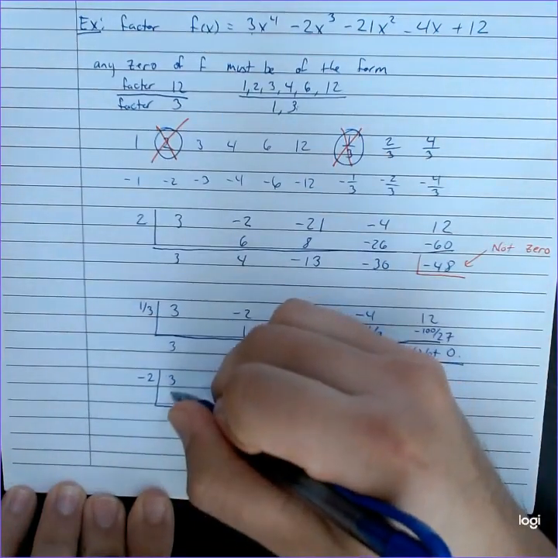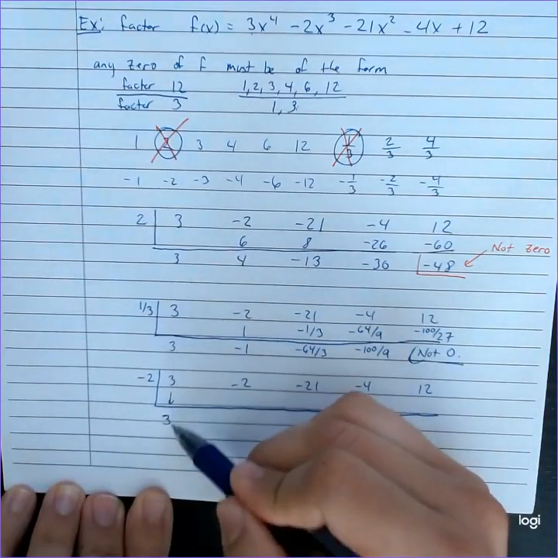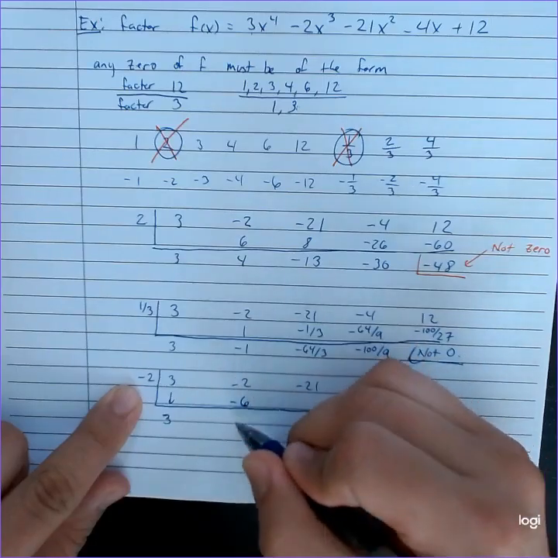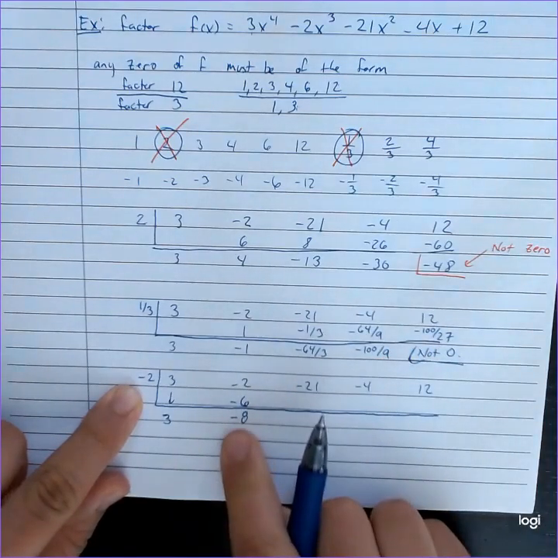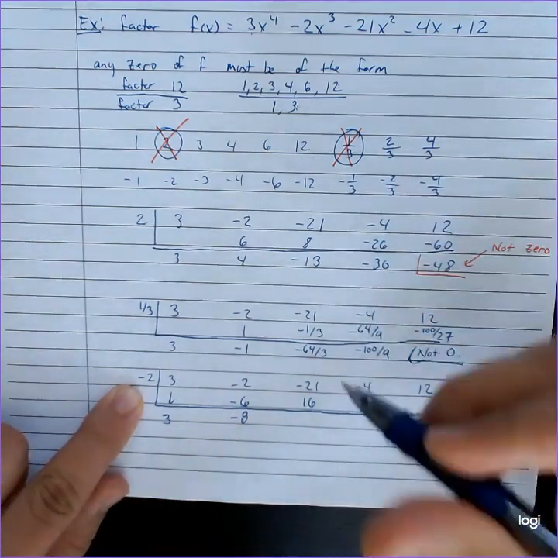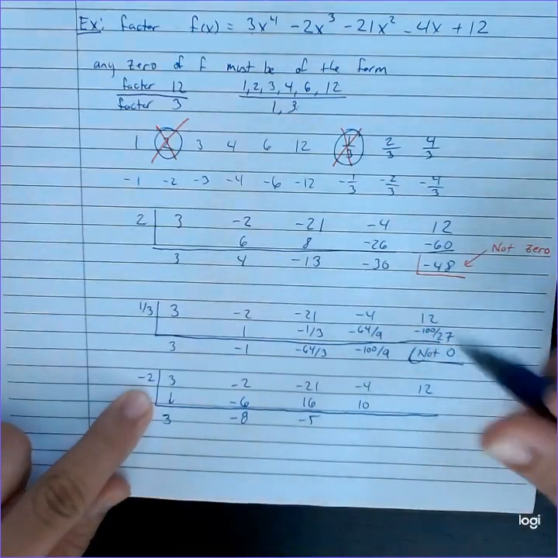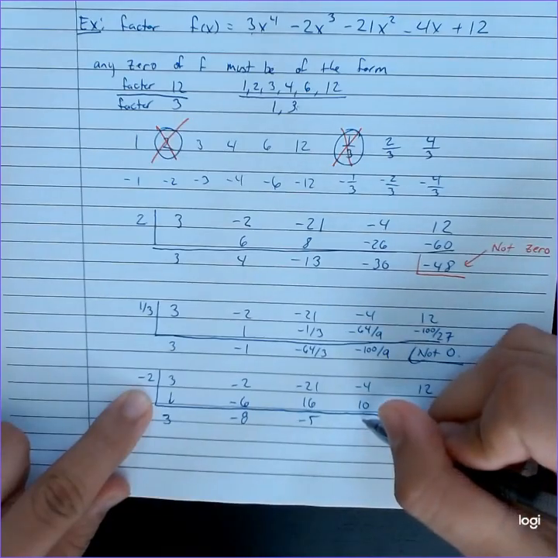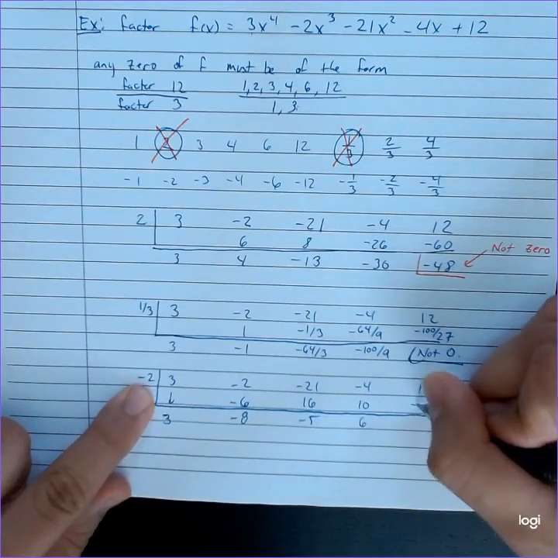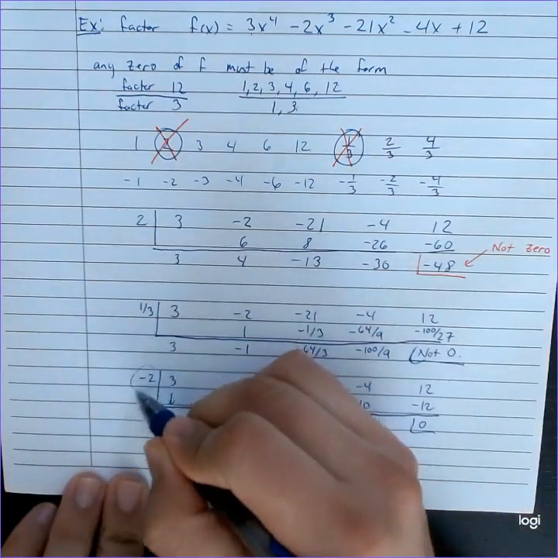So let's see here. We drop our 3. So -2 times 3 is -6. Add these together gives us -8. -2 times -8 is +16. And when you add those, you get -5. -5 times -2 is +10. And 10 plus -4 is going to give me 6. And then -2 times 6 is -12. And here I get a remainder of 0. So it turns out that this is one of my zeros.